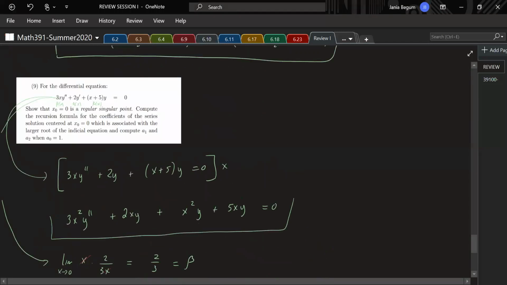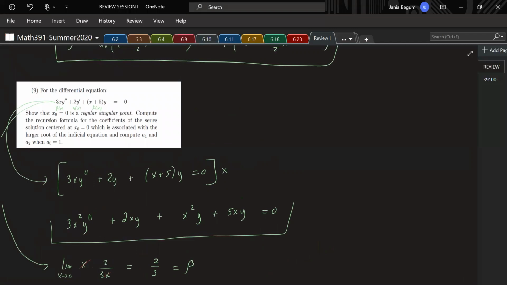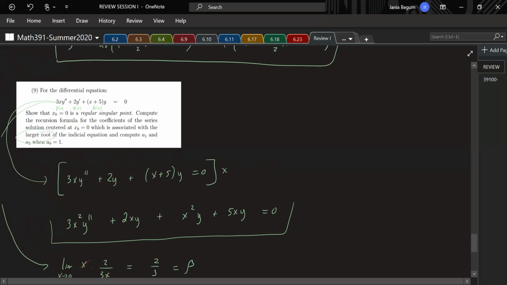Now what else do we want to do? So we want to show it's a regular singular point. Okay, we got it. Now the recursion formula. So we have to assume the power series solution centered at x naught, and then so on, right? And we are going to write out the solution using the larger root. So let's continue. And we're also going to use a0 as 1. So that's also given.